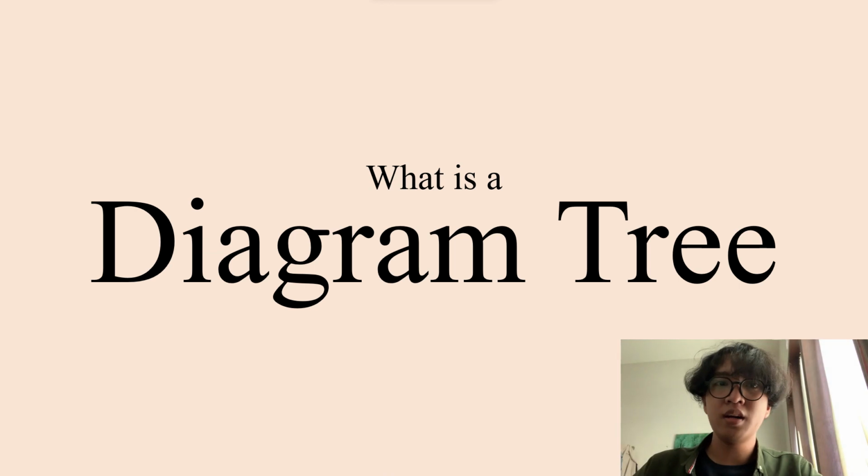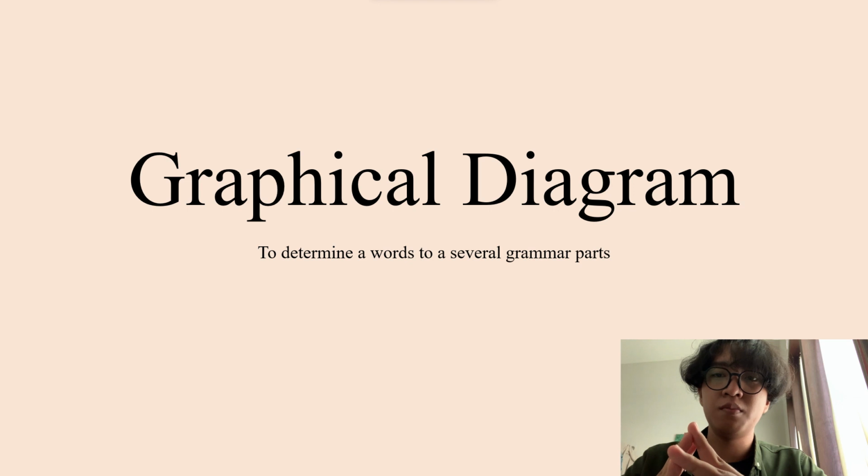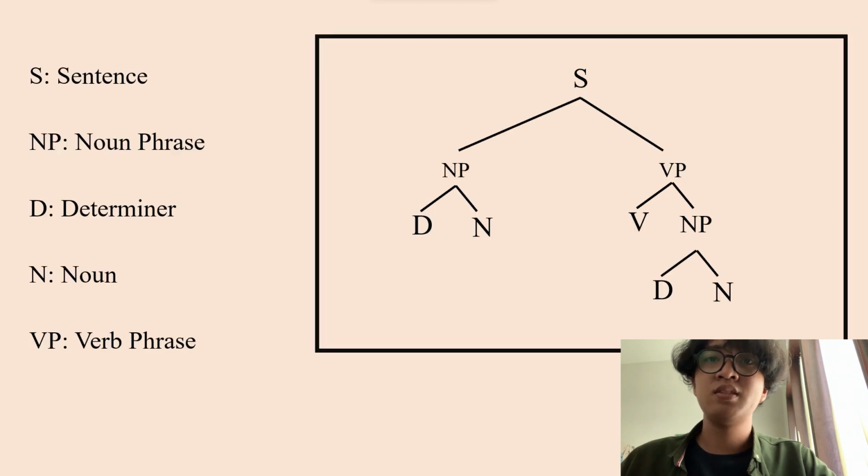And next we have the diagram tree. A diagram tree is a graphical representation of how to determine words by grammar. It separates into several grammar parts. As you see here, you can see a sentence, noun phrase, determiner, and a verb phrase. So let's take an example of a diagram tree.